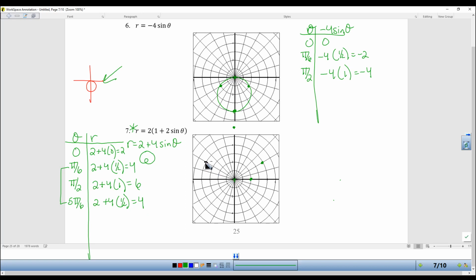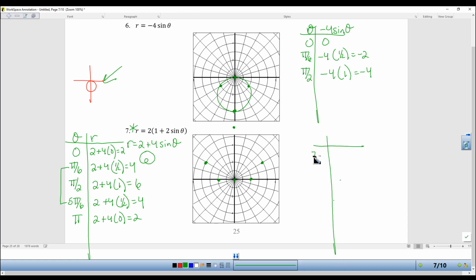So 4 is right there. And then when I get to pi, sine of pi is 0. So 2 plus 4 times 0 is 2. All right, now it's where it's going to get a little tricky because you've gone up and around, and what it's going to do is it's going to come down, and then it's going to make a little inner loop. So this is where you need to pay a little bit more attention.